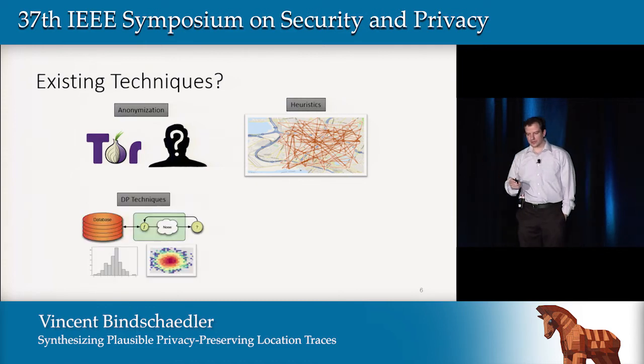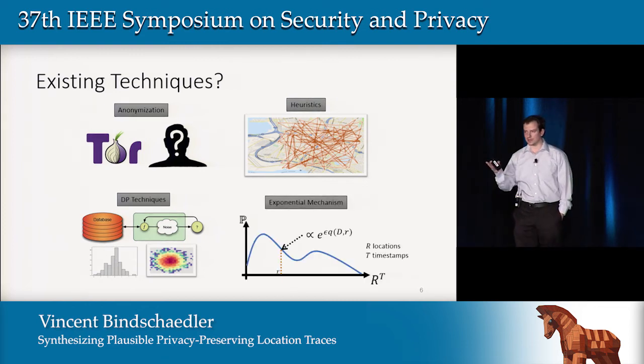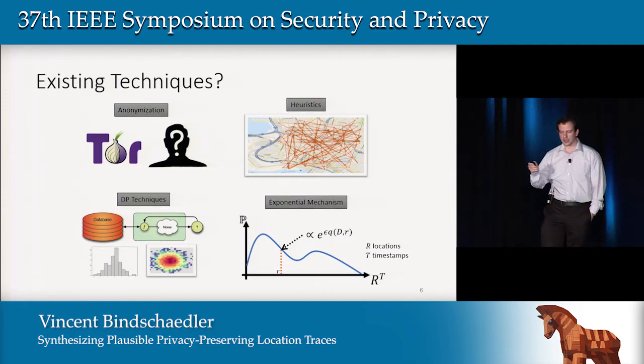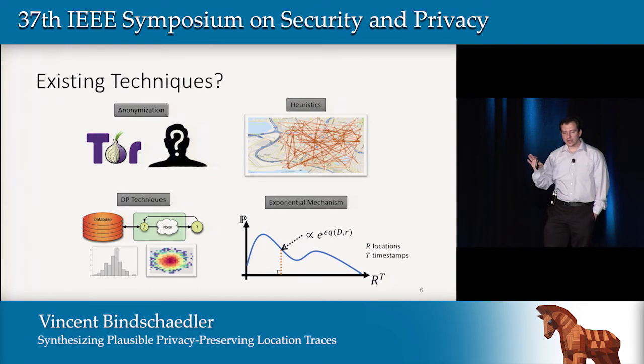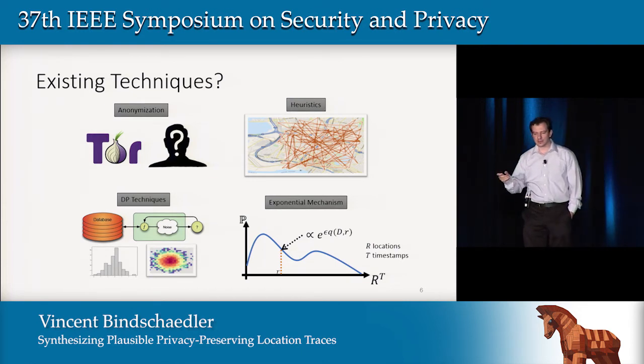We could try to go the differential privacy route, but unfortunately, these do not produce full traces, except for the exponential mechanism. Now, the exponential mechanism, the way it works is it assigns a score to each possible output record. In our case, an output record is a synthetic trace. And then it samples from the resulting probability distribution. Now, in our case, if we have R locations and T timestamps, there are R to the T possible location trajectories.